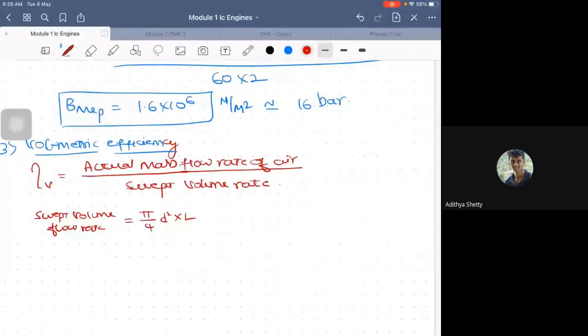Hey, swept volume, right? Yes, sir. Engineer, come on.